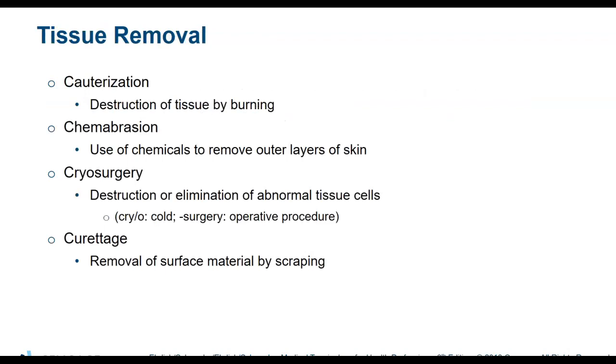There's different ways to do tissue removal. We can cauterize it by burning it. We can do a chemabrasion, which is using chemicals. We can do a cryosurgery, which is freezing it. And then we can do a curettage, and that is removing the surface materials by scraping it.